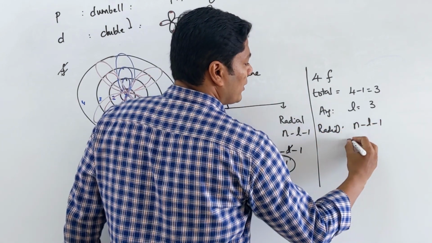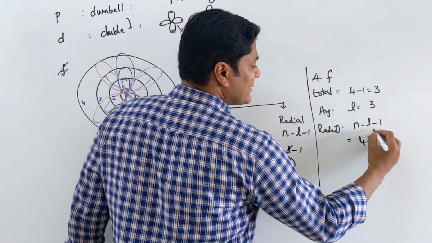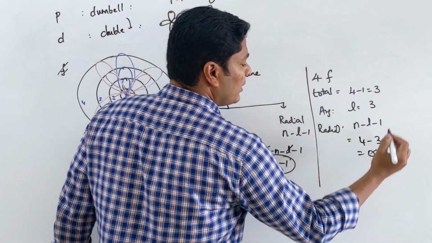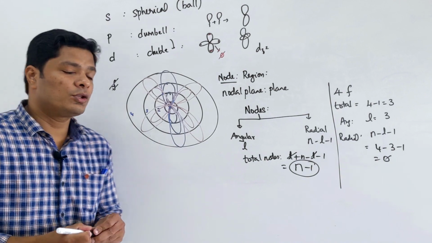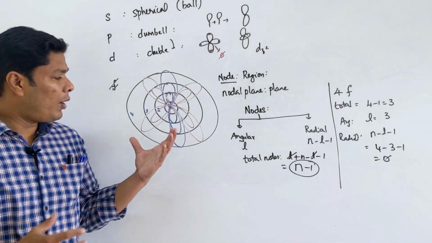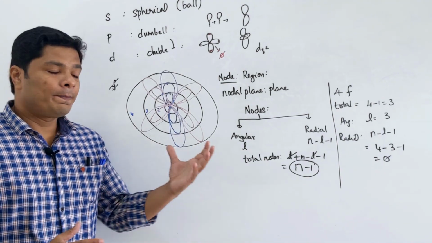N minus L minus 1. N is 4, minus L is 3, minus 1. That is 0 radial nodes. Okay, this is what it means. Now, how can you visualize the nodes?